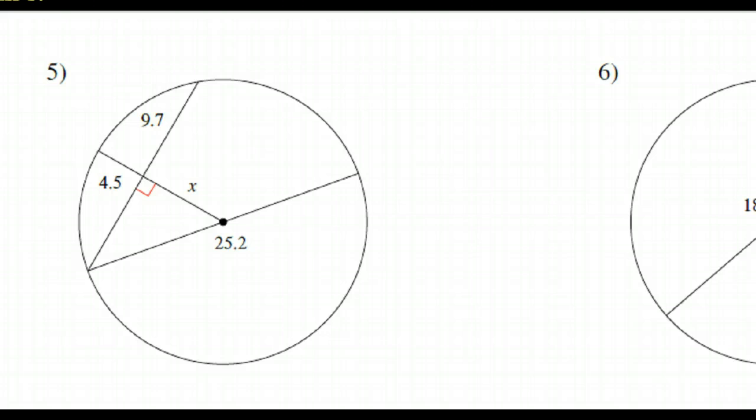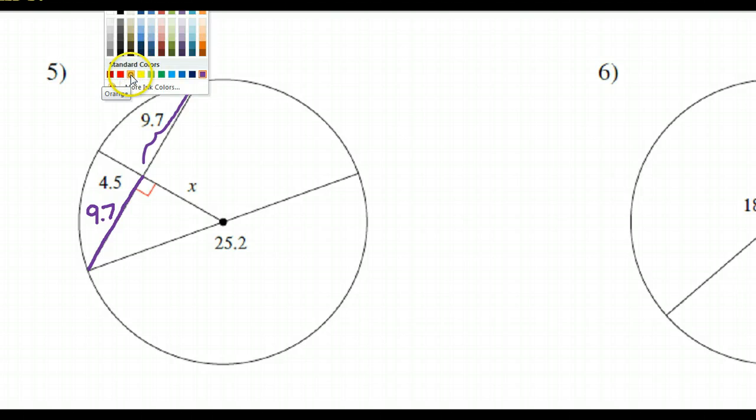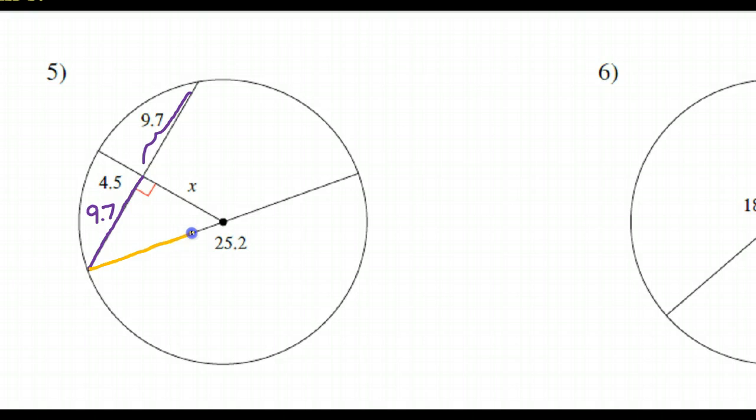So this 9.7 that we see over here is this length, that side over there. That means this side over here will also be 9.7, because it's a bisector. So that gives us this side of the triangle. I could also find the hypotenuse by just dividing by 2, because 25.2 is the whole diameter. So this part down here is going to be 12.6.